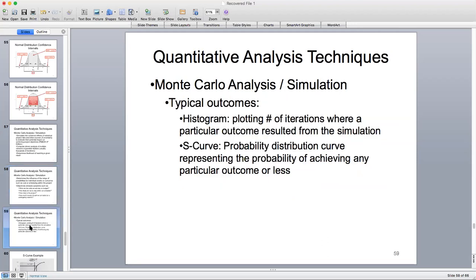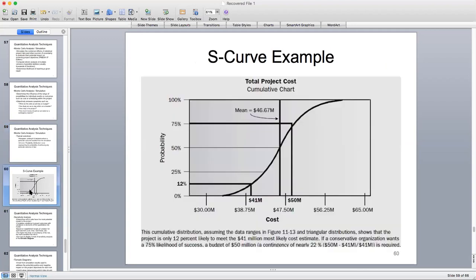Some outputs that you'll have is a histogram, which is basically just a bar chart, and an S-curve, which is shown from the PMBOK right here. And an S-curve, in this case, it's cumulative, and it's easy to interpret this. In this case, we're looking at a cost-based S-curve. So we have on the x-axis cost, on the y-axis, probability.